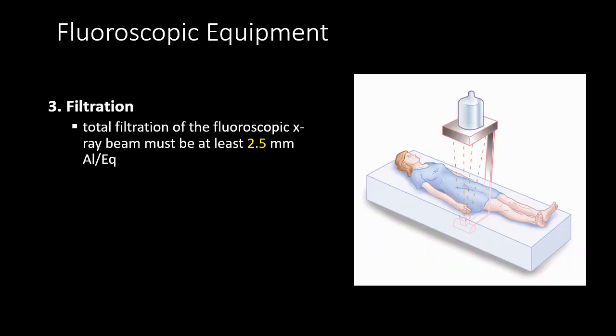Number 3 is that the total filtration of the fluoroscopic X-ray beam must be at least 2.5 millimeters aluminum equivalency. And that's the same as if you are operating a radiographic unit that operates above 70 kVp.